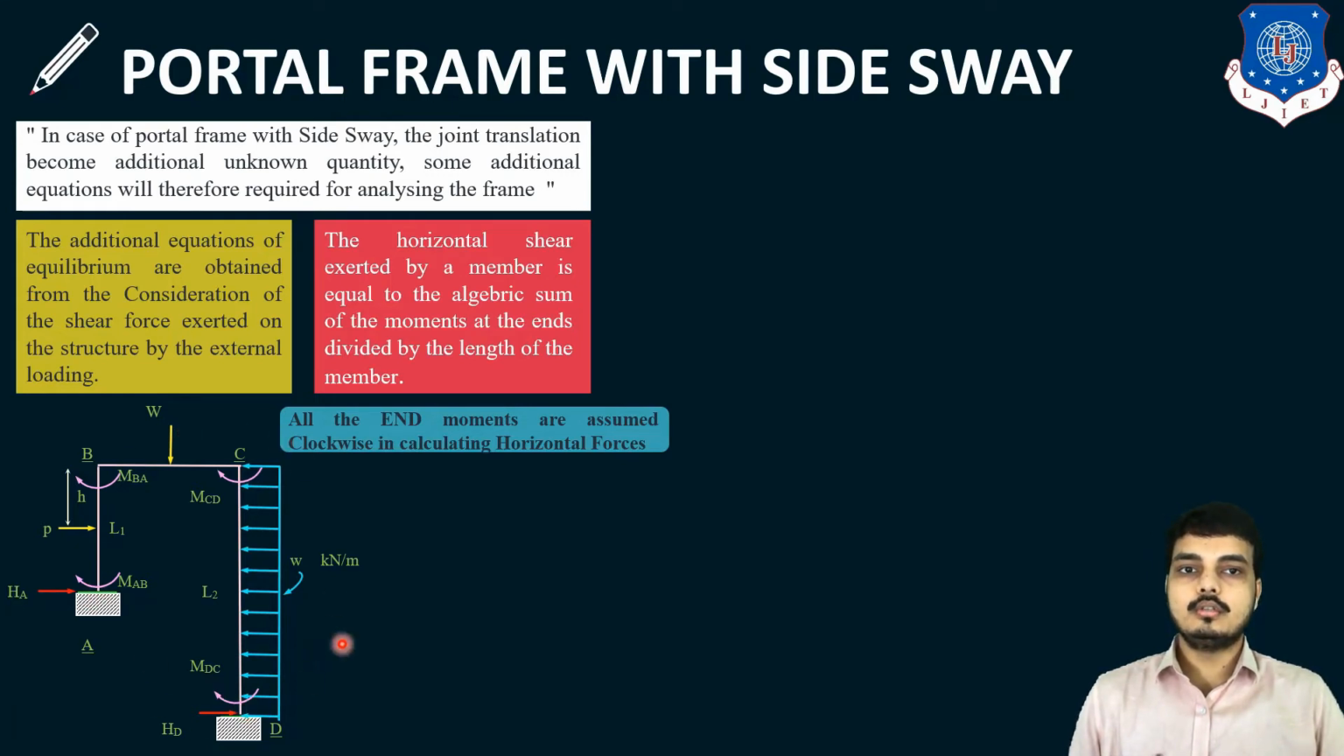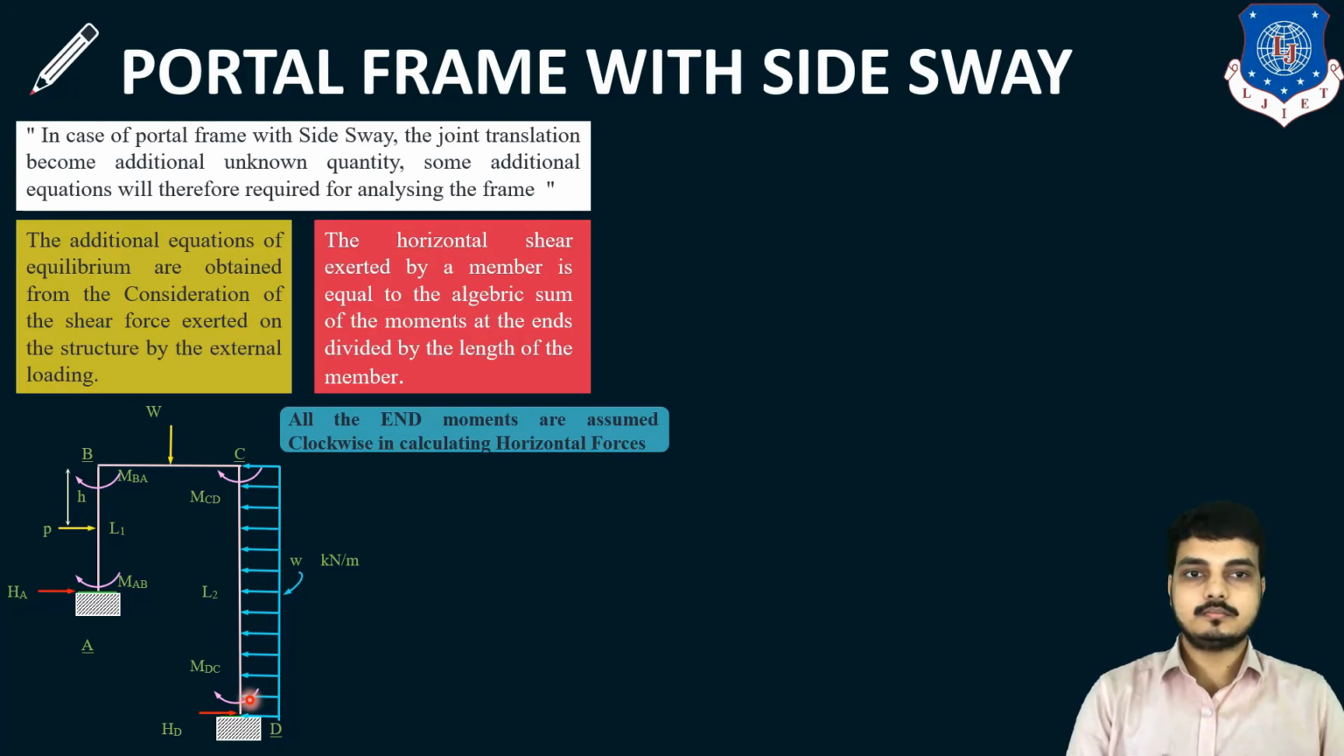Now due to this loading there will be some generation of moment. So the horizontal shear exerted by the member is equal to the algebraic sum of moments. These are my end moments: this is my MAB, MBA, MCD and MDC. Here the moments are only taken at the columns because the sway is likely to occur in the columns only and does not affect the beam member. So all the moments have been assumed as clockwise and only on the columns.